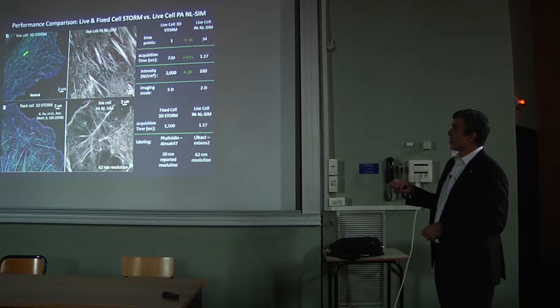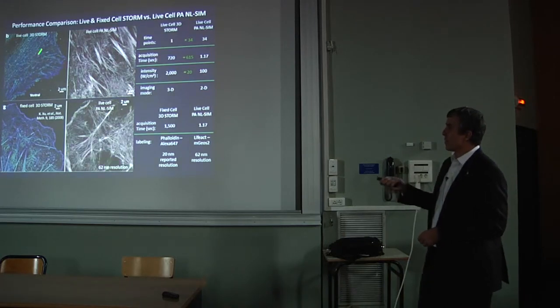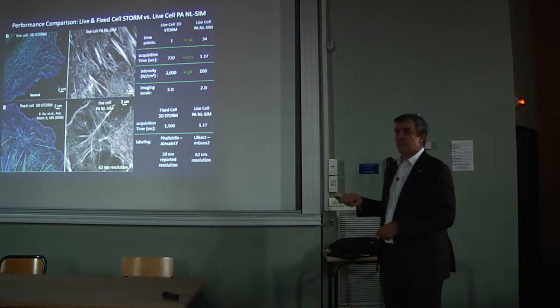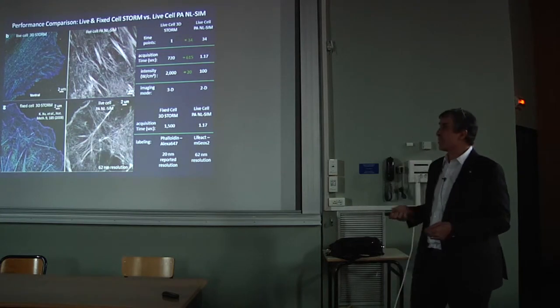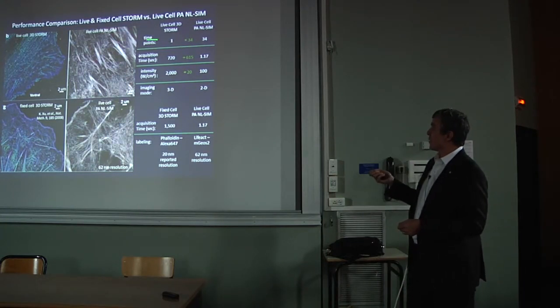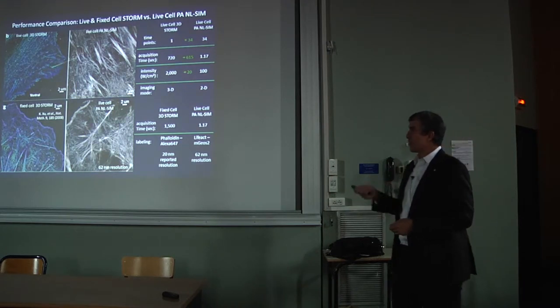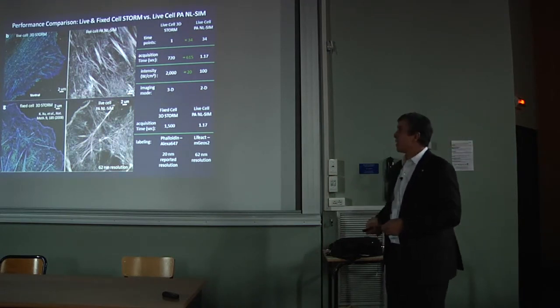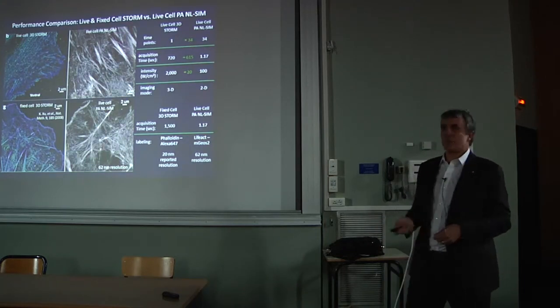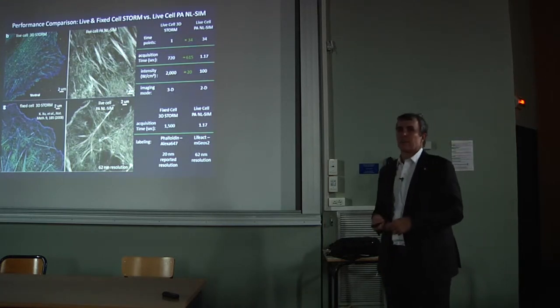But furthermore, on a live cell, it's pretty hopeless to get high resolution because you just can't get enough localization events. But if we compare the live cell image here to what we get here and here, we get 34 time points versus 1. We get the data 600 times faster, and we put 20 times less light on the specimen.